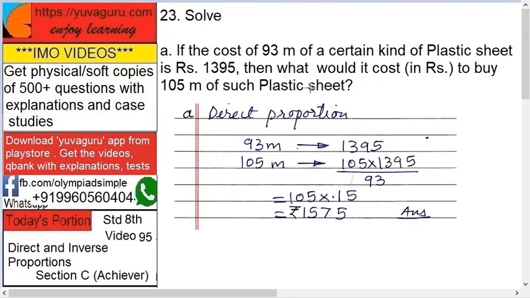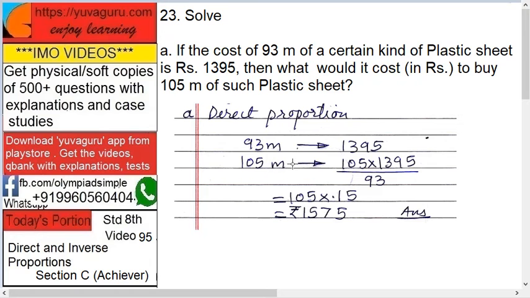Next, solve. There are 4 sub questions to this. We'll solve each one by one. If the cost of 93 meters of a certain kind of plastic sheet is 1395, then what is the cost in rupees to buy 105 meters of such plastic? See here, 93 meters cost 1395. So for 105 meters, will it be more or less? More. So if one increases, the other increases. So it will be direct proportion.